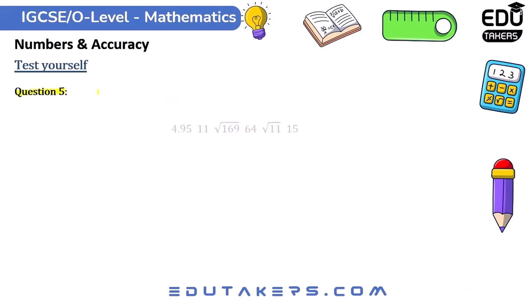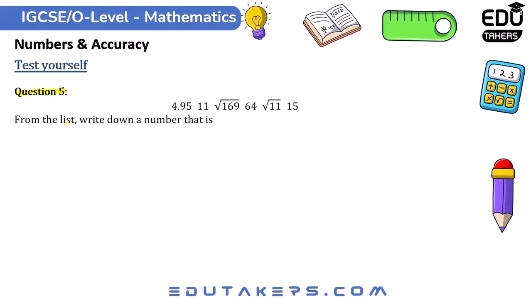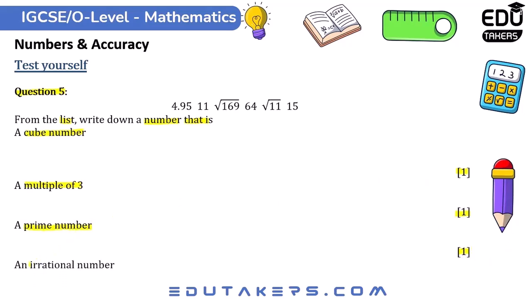Question number 5. Again some numbers are given. From the list, write down a number that is a cube number. It's a 1 mark question. A multiple of 3 is a 1 mark question. A prime number is a 1 mark question. And an irrational number, again a 1 mark question.